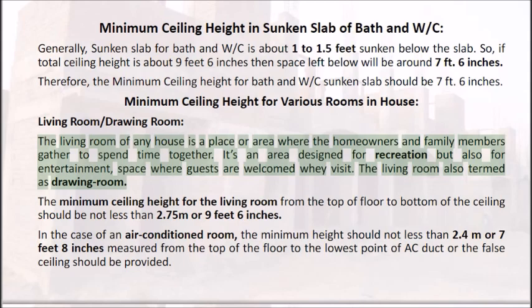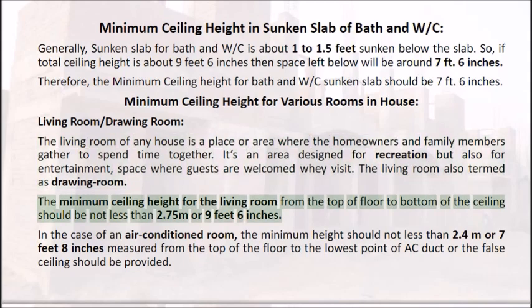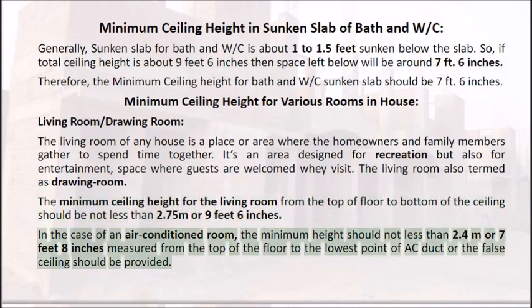The minimum ceiling height for the living room, from the top of the floor to the bottom of the ceiling, should not be less than 2.75 m or 9 feet 6 inches. In the case of an air-conditioned room, the minimum height should not be less than 2.4 m or 7 feet 8 inches, measured from the top of the floor to the lowest point of the AC duct, or a false ceiling should be provided.